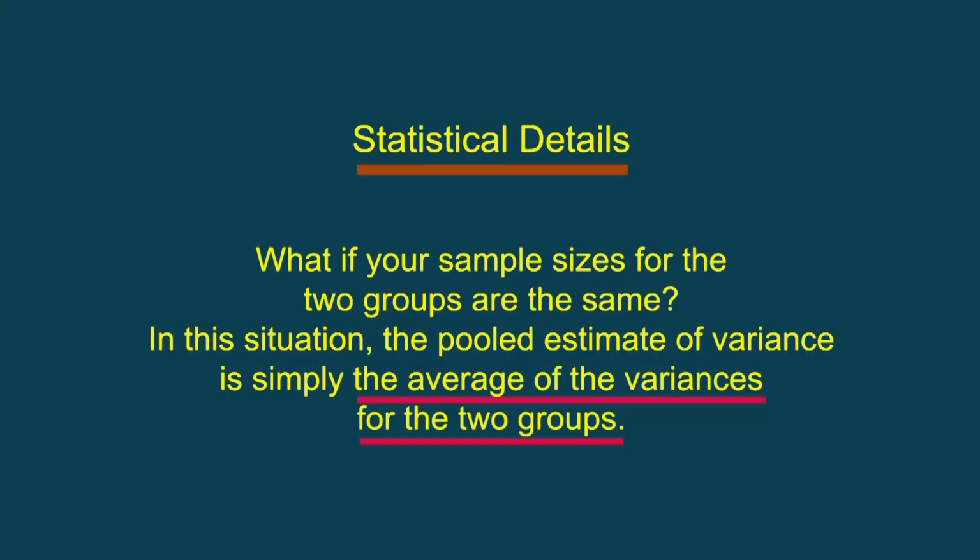That is, n1 is equal to n2, and suppose we say n1 equals n2 equals some n, then what will be the pooled variance? It will be nothing but the average of the variances of the two groups. You see, (n1 minus 1) into s1 square plus (n2 minus 1) into s2 square, divided by n1 plus n2 minus 2. This was our formula.